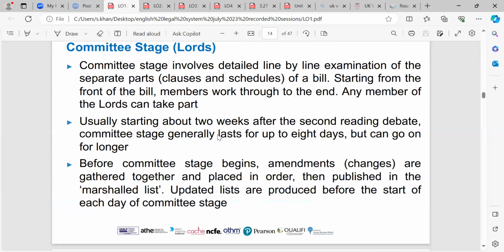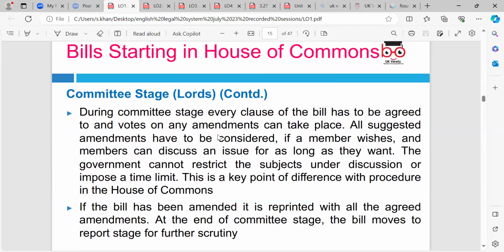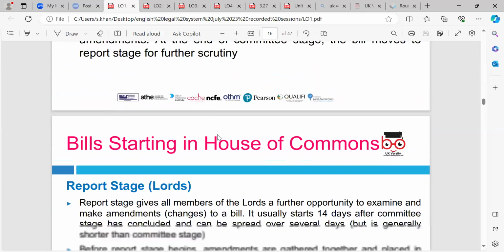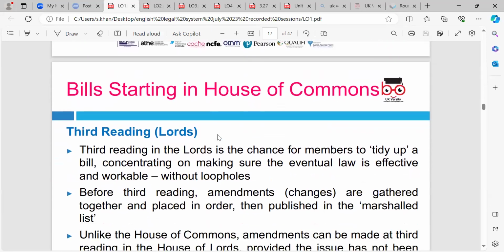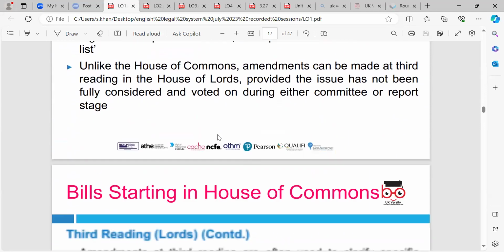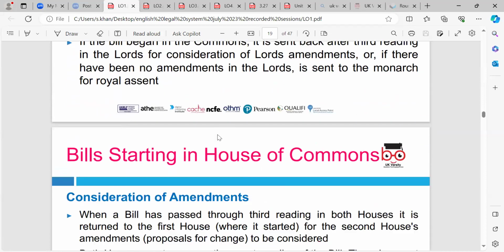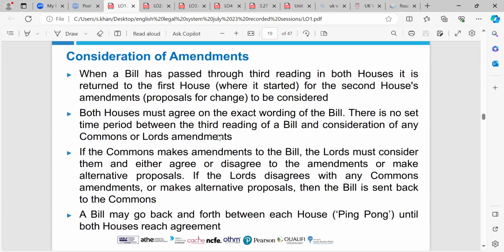And we looked at the committee stage in the House of Lords, where the clauses are agreed and voted on. We then went on to the reporting stage and amendment changes again in clauses. Third reading, and then consideration for any sort of amendments that need to be made. And that's in the third reading in both houses, House of Commons and House of Lords.